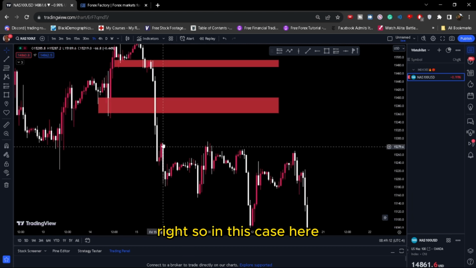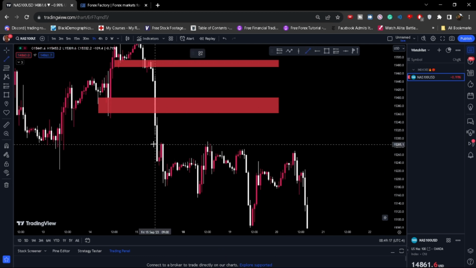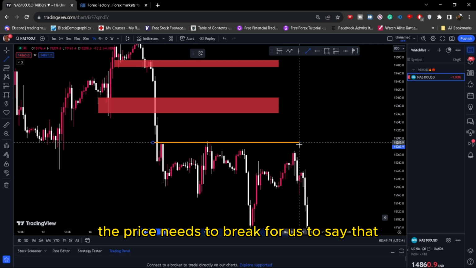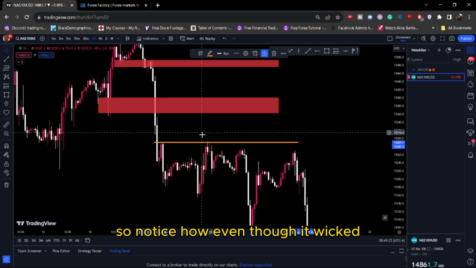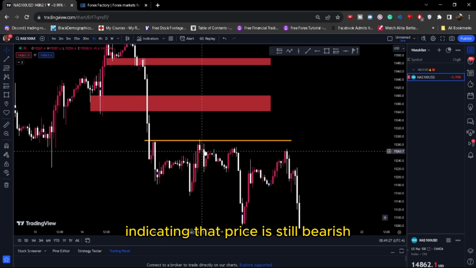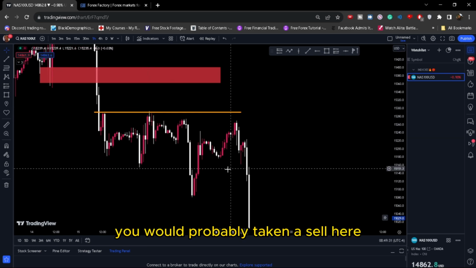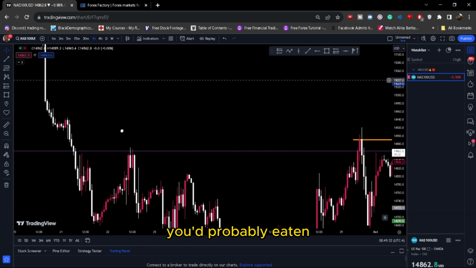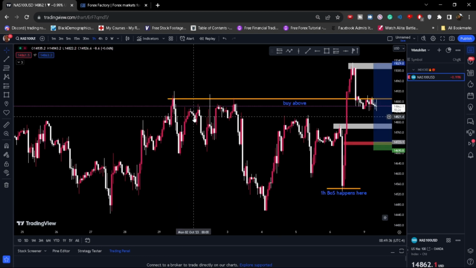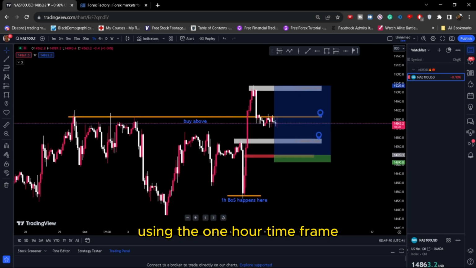So in this case here, when price did this, this would now be the high that price needs to break and close above for us to say that, okay, price is now bullish. So notice how even though it wicked, it never closed above, indicating that price is still bearish. And as you can see, if you picked that, you would have probably taken a sell here, and you'd have probably eaten big time in this particular move here. But essentially, guys, this is how you mark up your charts for NAS 100 using the 1 hour time frame.